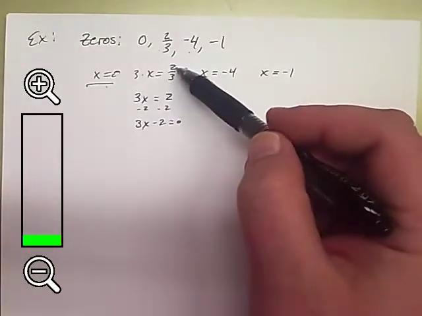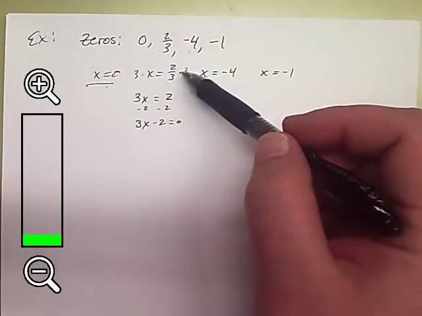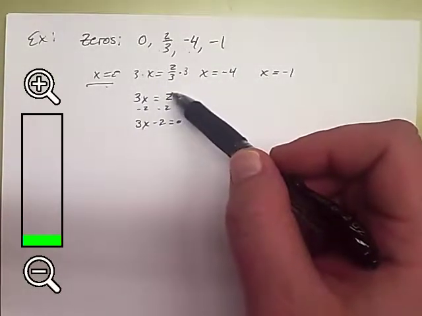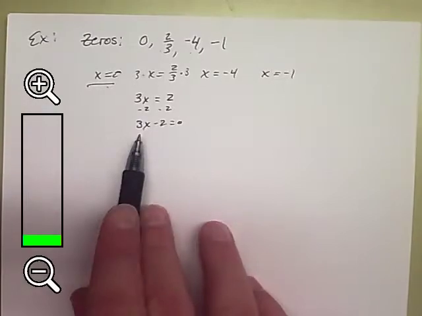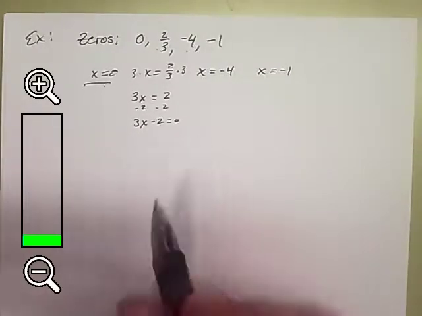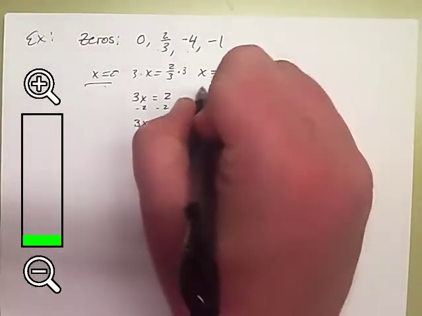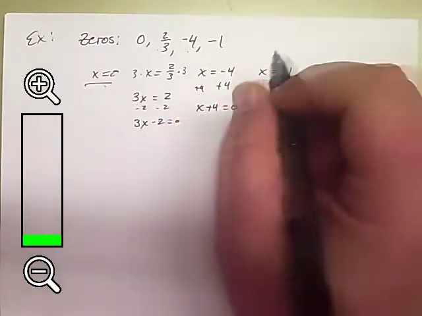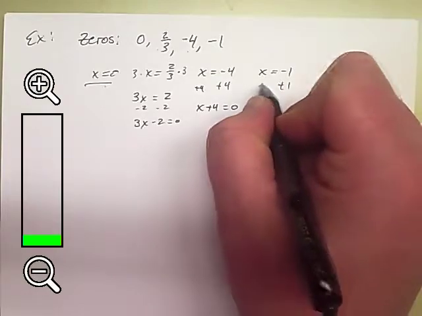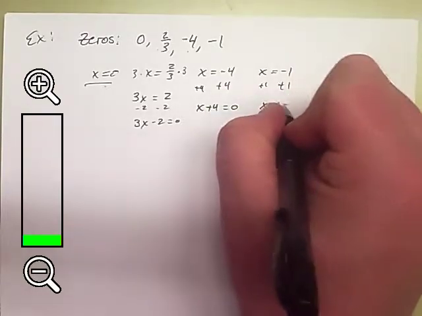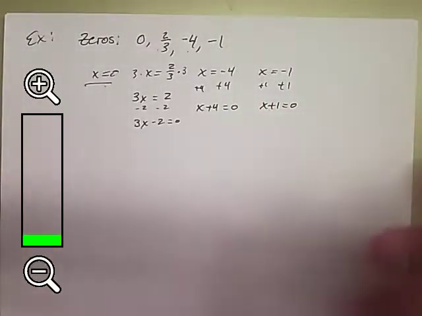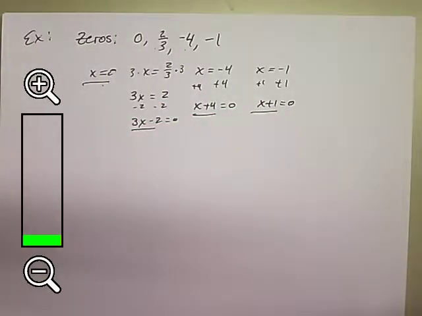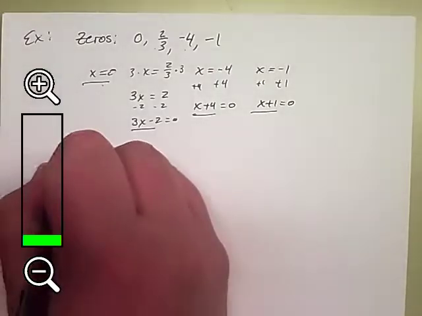All right, so remember, whenever you have a fraction here, multiply by the denominator, and then you're going to move the number over. So we'd end up with 3x minus 2 equals 0 for this guy. On here, we're going to have to add 4 to both sides, so I get x plus 4 equals 0. And here I'd add 1 to both sides, and I get x plus 1 equals 0. So now I have all 4 of my factors. And then I could set it up in factored form.